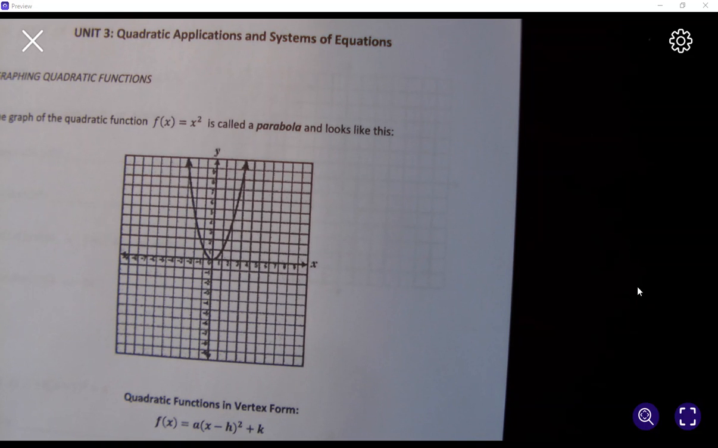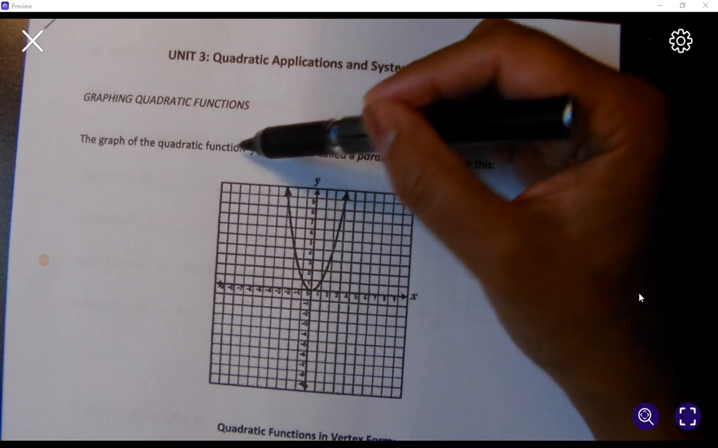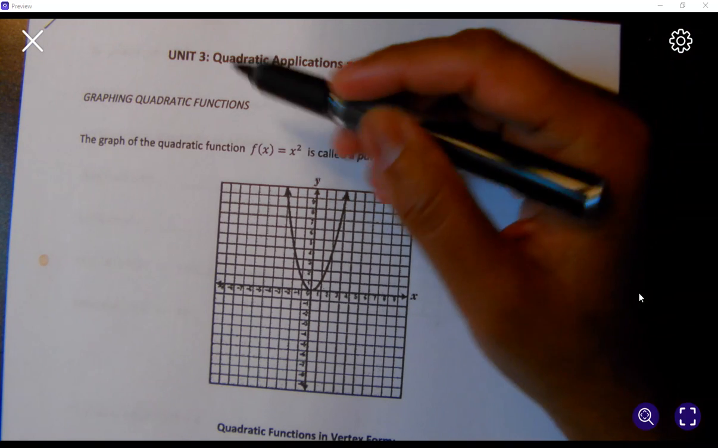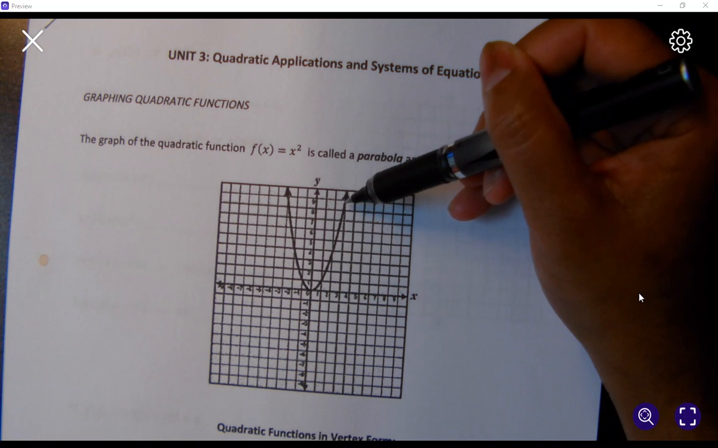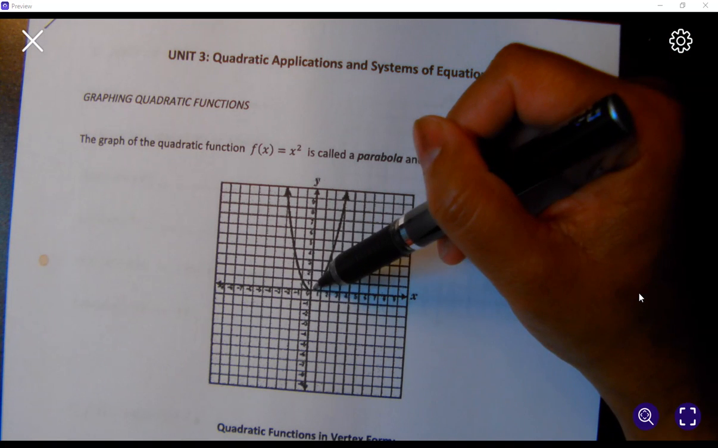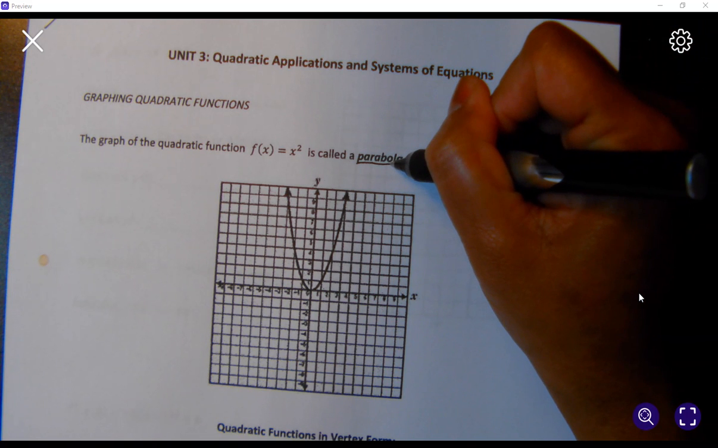Alright guys, so here's page 1 of Unit 3. In Unit 3 we're going to look at quadratic functions. So the first thing we're going to look at is the graph of a quadratic function. It looks like this. It's kind of like a U or a V shape. It's more of a U because it curves here. And we call it a parabola.